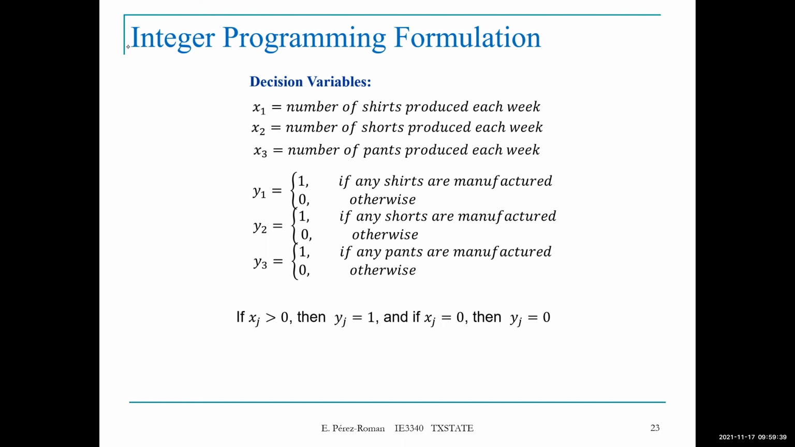So that's what this is trying to say. If we have an xj that is greater than 0, meaning that you are manufacturing that product, then we have to force that yj to be equal to 1. However, if xj is equal to 0, then we know that we don't need that machine, so we're going to force yj to be equal to 0.